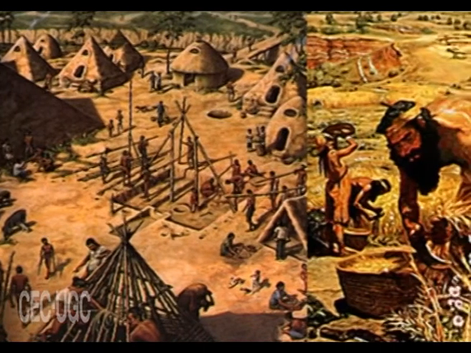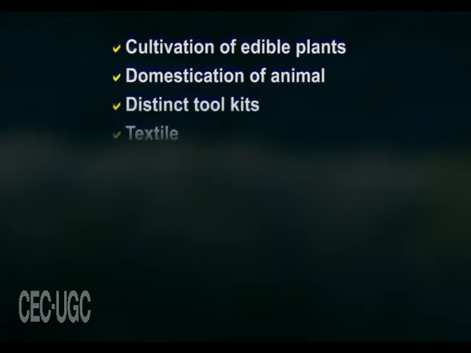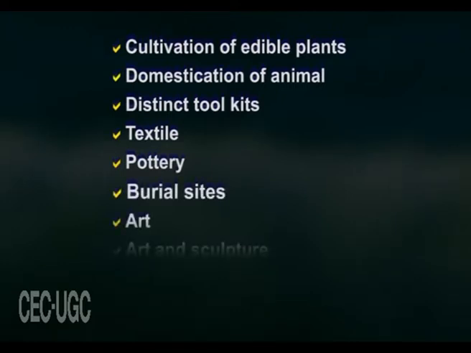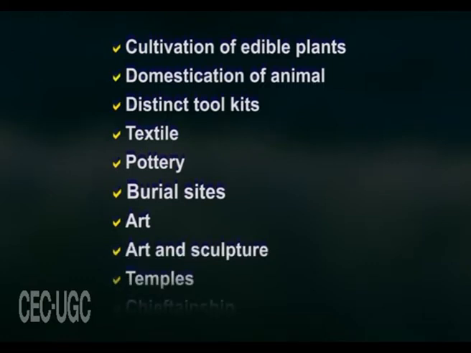V. Gordon Childe in 2004 summarized different characteristics of the Neolithic Revolution, like cultivation of edible plants, domestication of animals, distinct tool kits, textiles, pottery, burial rites, art and sculpture, temples, chieftainship. Childe also opined regarding the Neolithic Revolution that it had other consequences besides increasing the population, and their exploitation might, in the end, help to provide for the surplus increase.